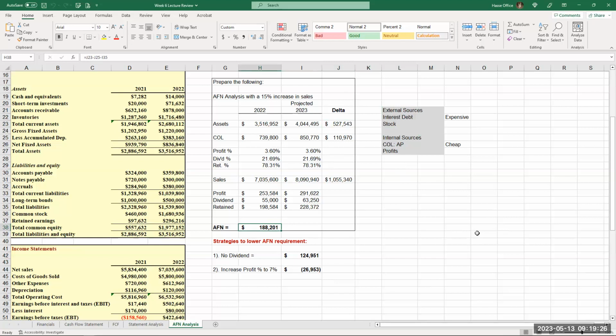Those are called external sources needed to make our projections work. Now, the strategies that develop from that is, let's say, oh, that's too much money. I don't want to go out and borrow money. Well, what we'll say is, okay, let's not pay a dividend next year. We won't pay the dividend to our shareholders, and that'll give us additional capital to use to pay for the increase. And that means our AFN will reduce down by the 63,250 to 124,951. In other words, we have a little bit more money to invest in the business as an internal source. That means it reduces our external capital needs by not paying a dividend.